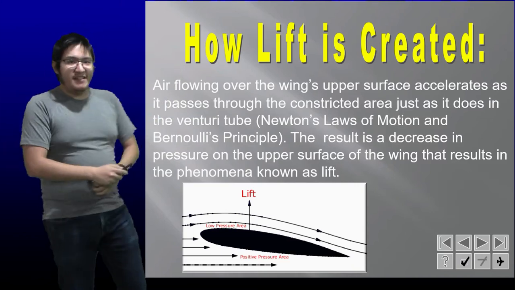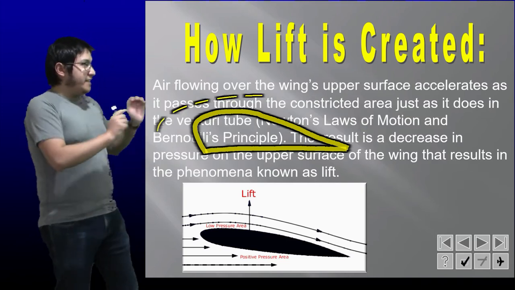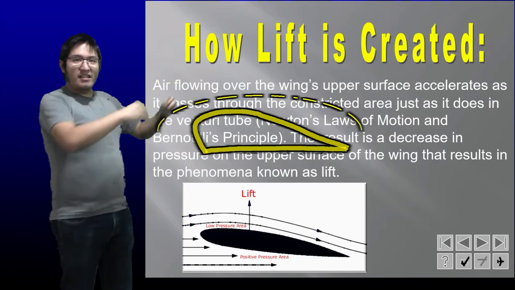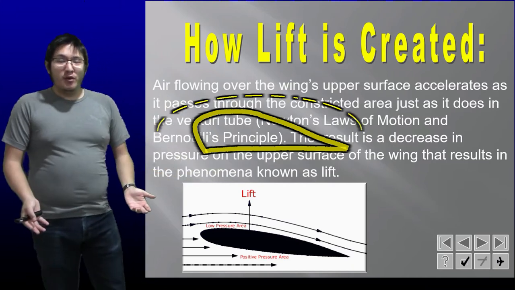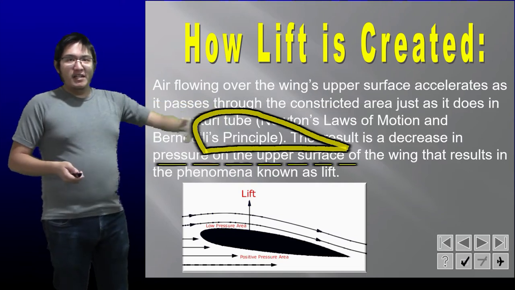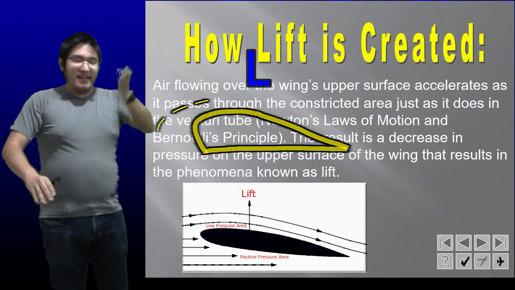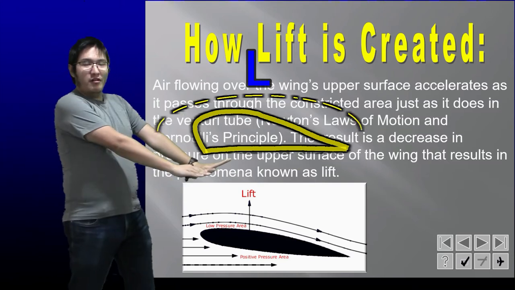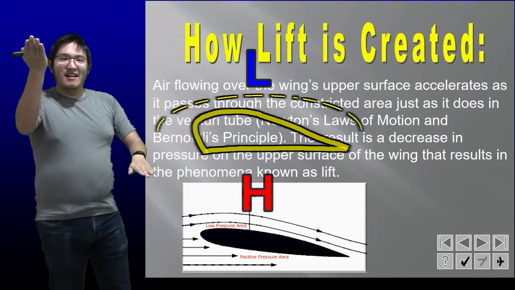This is how lift is generated by a wing. You see, the shape of the wing makes it so that the air going over the wing is going much faster than the air going under the wing. And as per Bernoulli's principle, that means that the air going on top, where there's a higher velocity, needs to have a lower pressure. And same with the air going below it. Since it has a lower velocity, it needs to have a higher pressure.